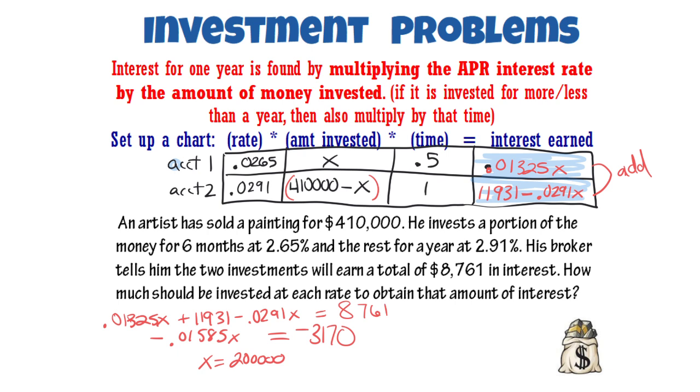Now let's talk about what in the heck we just found. X, if you'll recall, represents the amount that was invested in the first account. And the question is, how much should be invested at each rate? So it looks like we need to invest 200,000 in this first account. And then in the second account, it's going to be the 410,000 minus 200,000. All right, so here we go. Ready to write my answer?